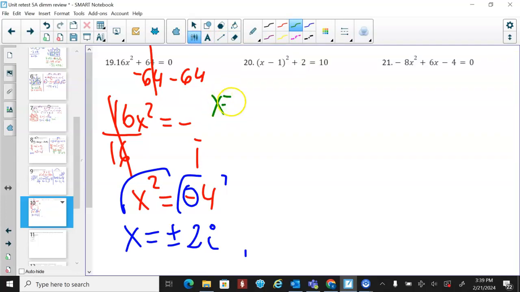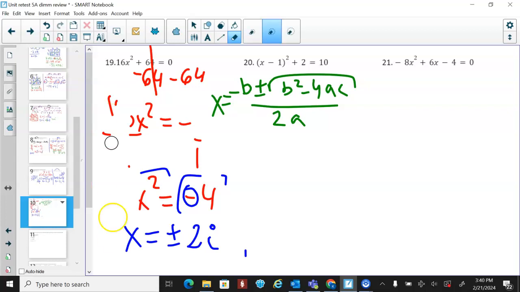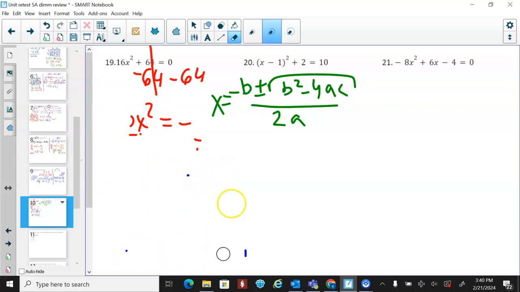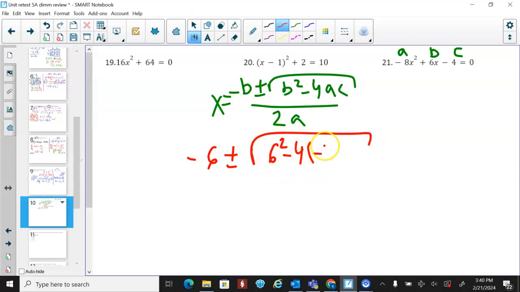Okay, so that's again, x equals negative b plus or minus the square root of b squared minus 4 times a times c, divided by 2 times a. Okay, so we're going to plug in our numbers. Just make sure you're reading the correct numbers and you're reading the negatives, okay? So this is your a, this is your b, and this is your c. So negative b, negative 6 plus or minus the square root of b squared, so that's 6 squared, minus 4 times a, which is negative 8, times c, which is negative 4, all divided by 2 times a, which is negative 8.